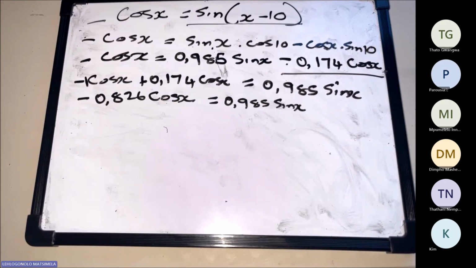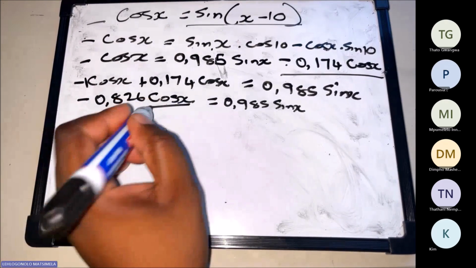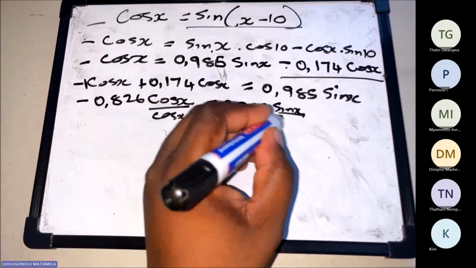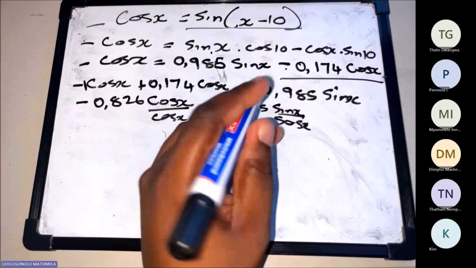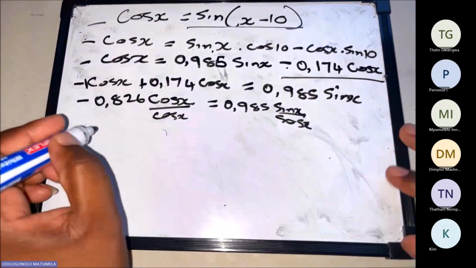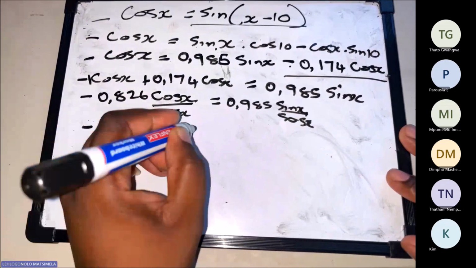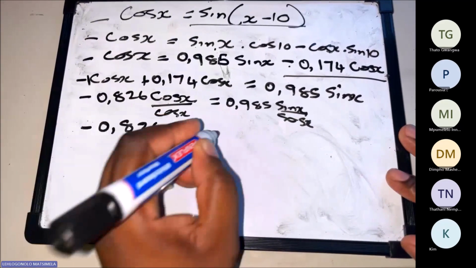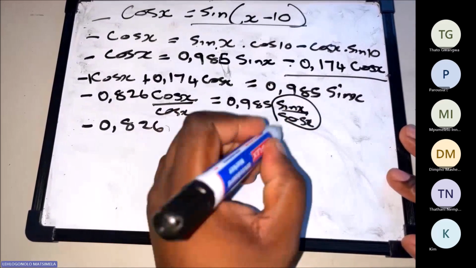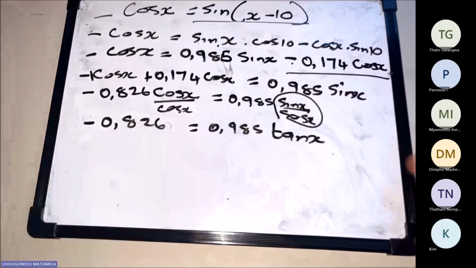Now I'm having trig ratios in another. I can divide by the other one so that it can change into another trig ratio. Now I can divide both sides by cos x. So when I divide both sides by cos x, here I remain with what? With negative 0.826, which is equal to 0.985 sine over cos. It becomes tan of the angle.